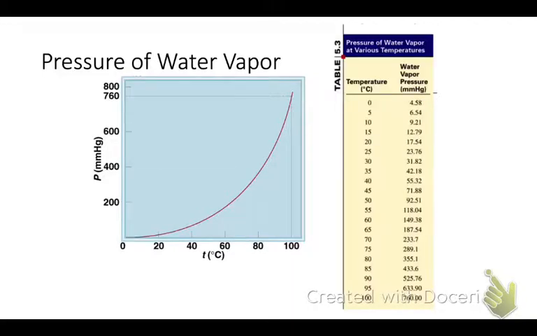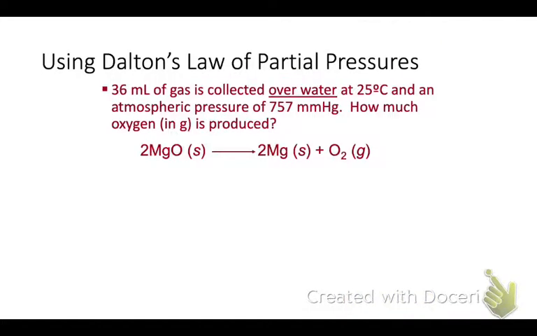If you look at this table, you will see that even at 0 degrees Celsius, there is a small amount of vapor pressure. That vapor pressure does increase as the temperature does increase. At the boiling point, which is 100 degrees Celsius, that vapor pressure is so large and equal to the atmospheric pressure. Now, let's use Dalton's law here.